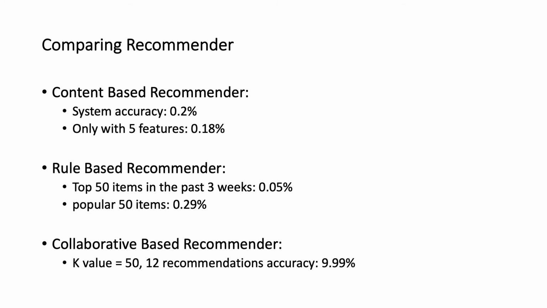Comparing these recommender systems, the content-based recommender system accuracy is 0.2%, and the model with only 5 features has an accuracy of 0.18%. For the rule-based recommender, the top 15 items in the past 3 weeks has an accuracy of 0.05%, and the popular 15 items among the entire transaction dataset is 0.29%. For the collaborative-based recommender system, accuracy is 9.99%. As you can see, the last model performs the best.